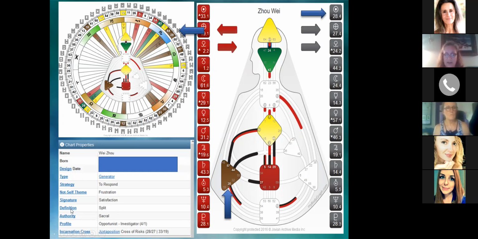Now, to go into explaining definition, she has a split definition, and the reason why is because this grouping is joined together. We have this channel joining this to this, and we have this channel right here joining the splenic to the G center. They're separate. This does not complete, and that does not complete. We do have another definition up here, so that's why it's called a split definition. You can see some others will have a triple split definition, and some will have no definition. That would be a reflector, and that would be our Amanda Leonardo.